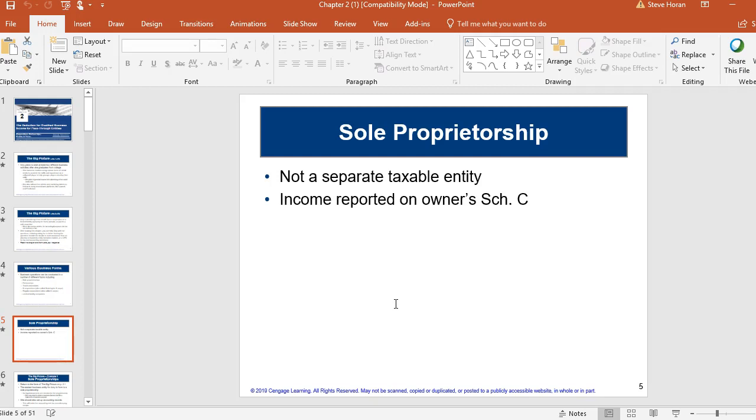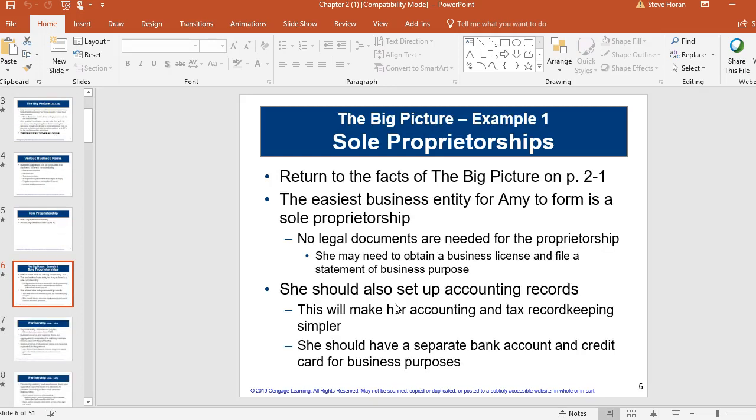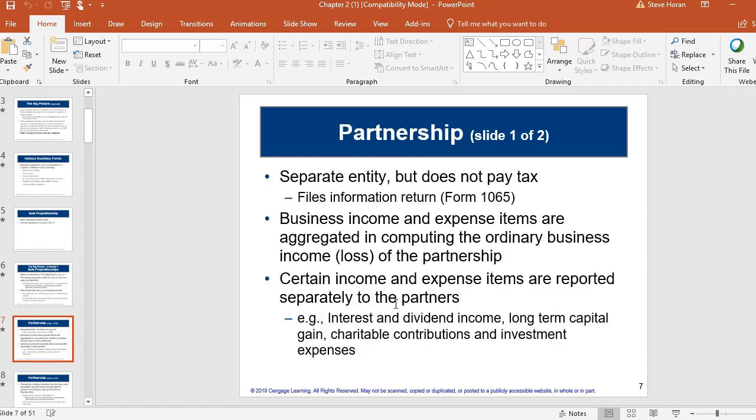And then that would allow you to file a Schedule C. And then your net income or net loss from your Schedule C just simply flows through to the owner's personal 1040. But the business itself is not taxable. And so they're coming back to the big picture here for Amy, and Amy's the volleyball player who wants to set up her own business, and she's got a couple different business ideas, and it just says here that for her, setting up a sole proprietorship would probably be the easiest way to go. So, it's important to read those big pictures. They give you some really good information.